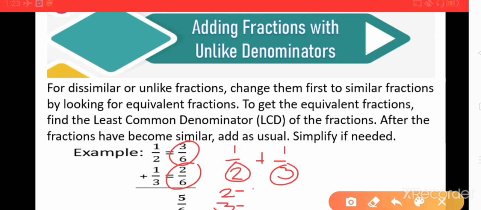So, 2 times 1 will give you 2. 2 times 2 will give you 4. 2 times 3 will give you 6.